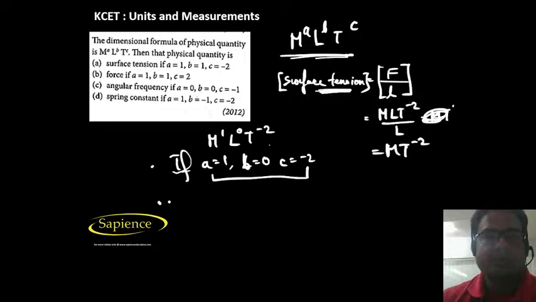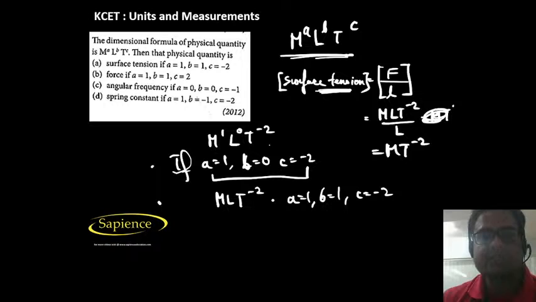Okay, then the next one. If it is force, then the dimensional formula of force, we know, is M L T^-2. So if A is 1, B is also 1 and C is minus 2, only then can we say that the physical quantity is force. So it means that the physical quantity should not be force.